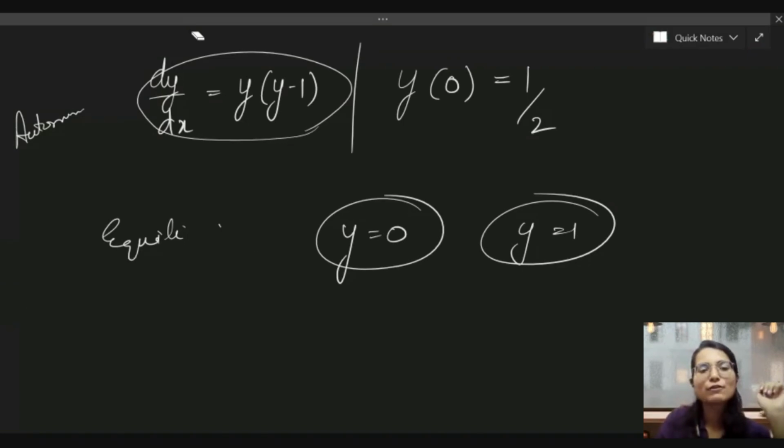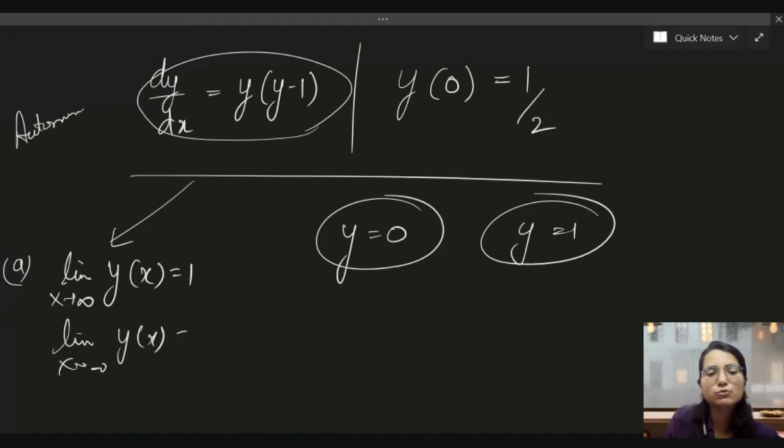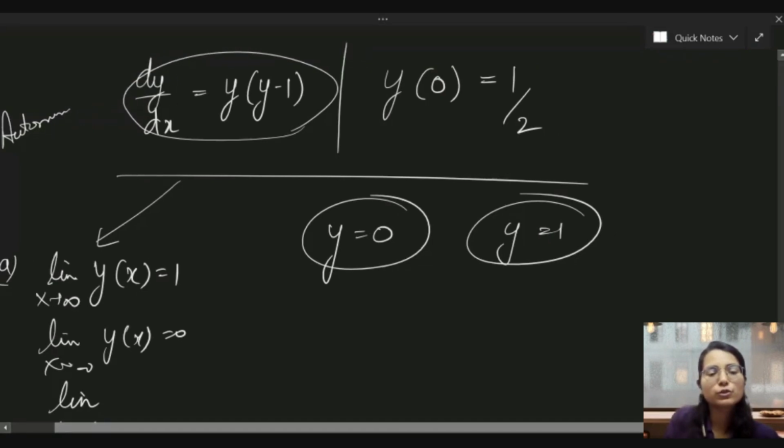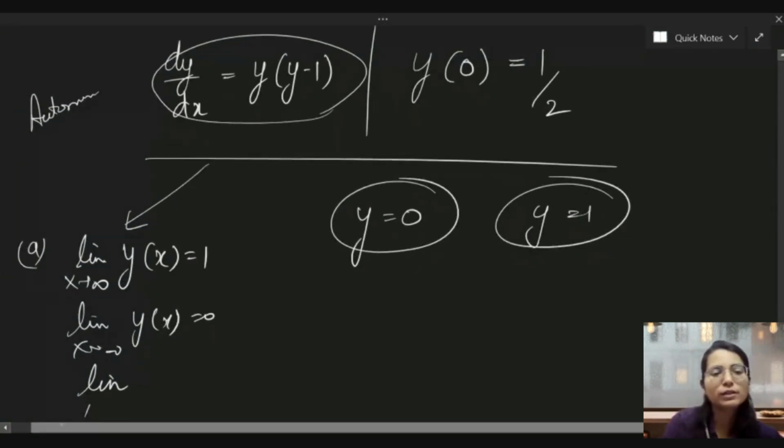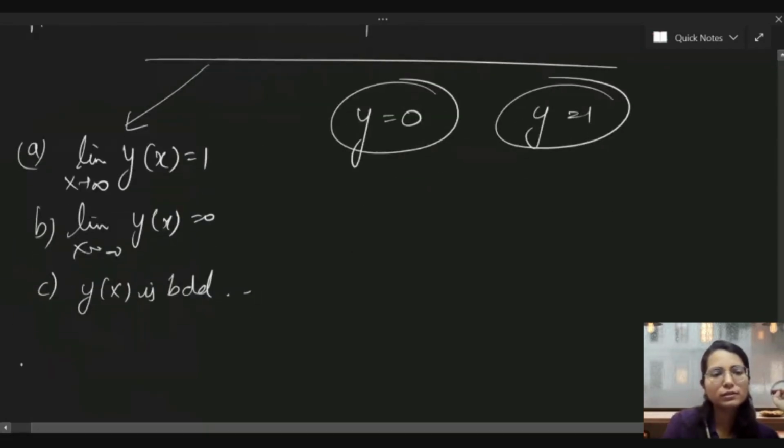For example, if they give you this question, their options in exams will be: limit x approaching infinity, y(x) is equal to 1; limit x approaching infinity, y(x) is equal to 0; or maybe a third option could be something different, like y(x) is bounded. These are the properties of the function. y(x) is monotone and so on. I can maybe add another option.